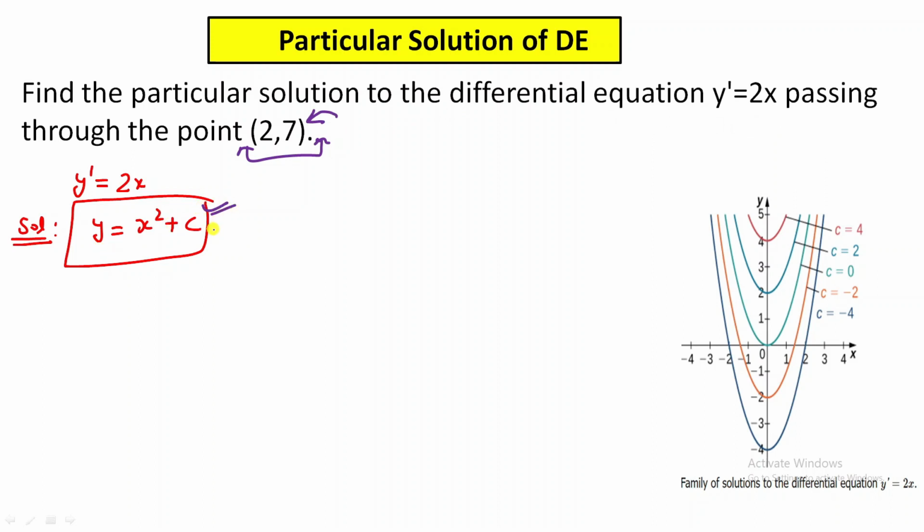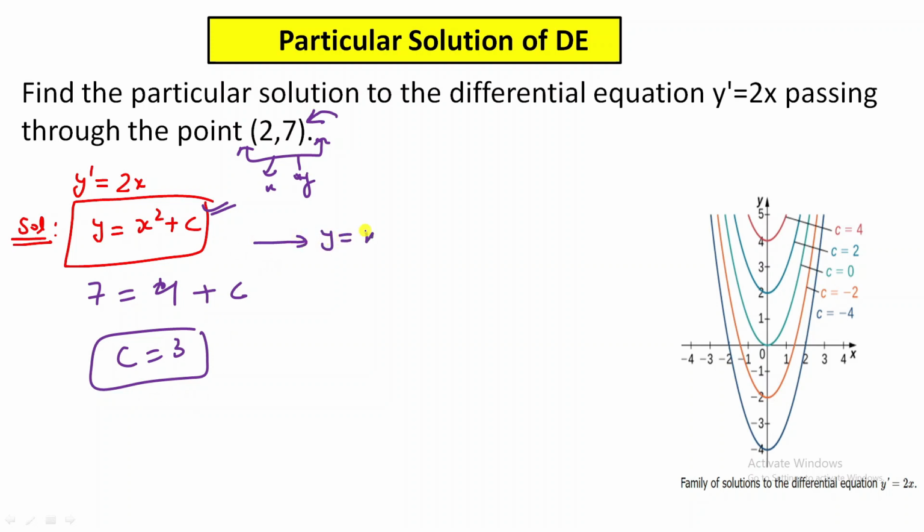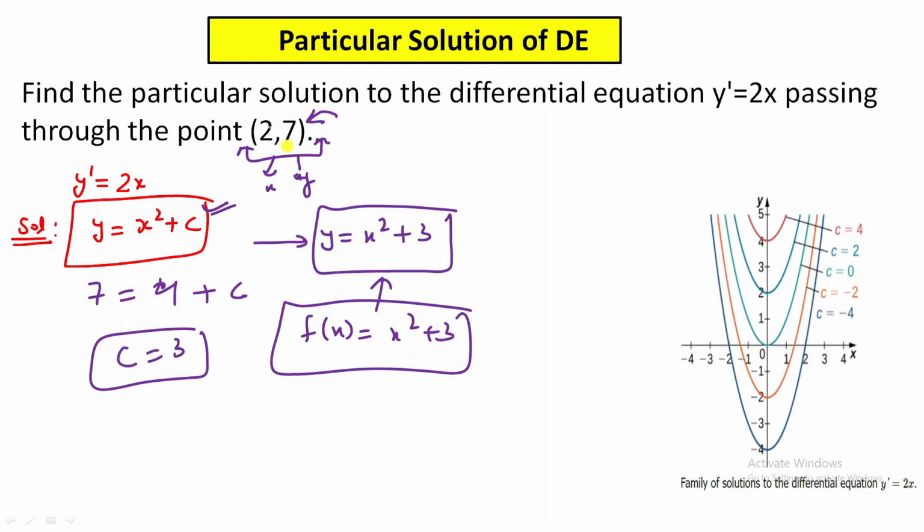For example, this is the solution that we saw as a general solution. Now if we put the point 2 comma 7, where 2 is x and 7 is y, then 7 equals, after putting these values, x square, that is 2 square, 4, plus c. So c will be 7 minus 4, that is 3. After putting the point, we got c equal to 3. So if I put it in this equation, y equals x square plus 3. This is the particular solution which passes via 2 comma 7. You can write f of x equal to x square plus 3. So this curve x square plus 3 will pass via 2 comma 7.